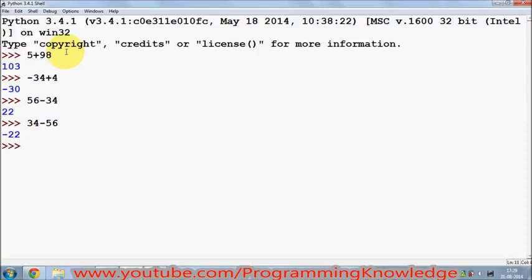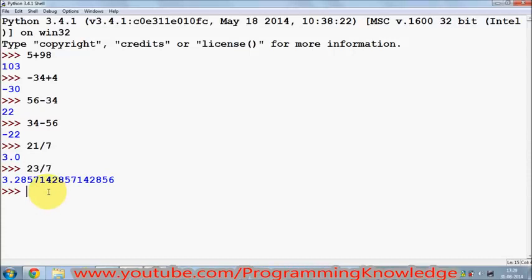Okay. Now for division, what you can do is write, for example, 21 divided by 7. This is the symbol we use for division, which is slash. 21 divided by 7 gives you the answer 3. And if you want to divide numbers and get decimal values, for example, 23 divided by 7 will give you 3.28 something, right? So this will also give you decimal values.